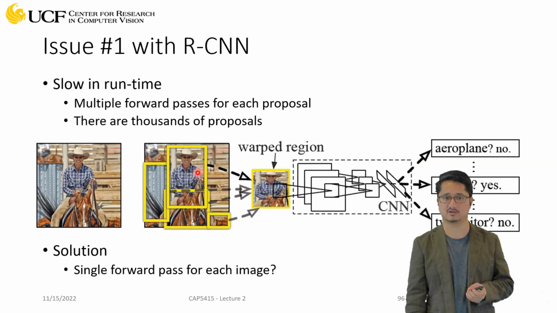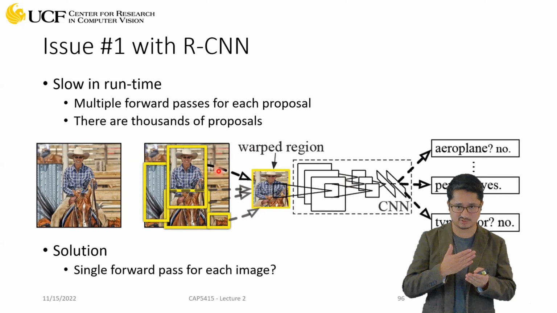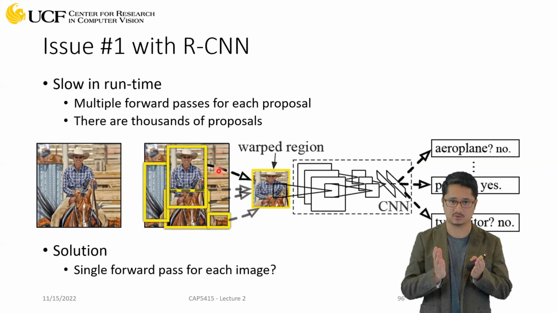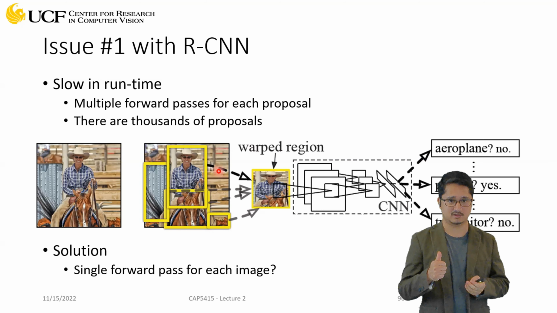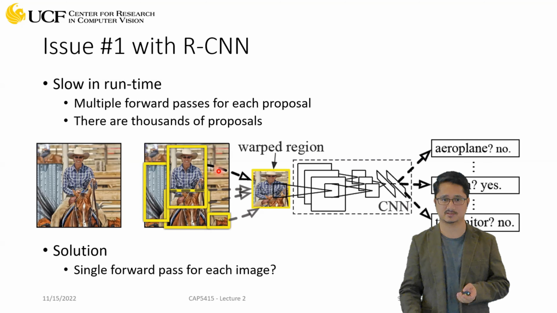Because each region proposal, you reshape it, and then you pass it through the CNN to extract the feature. So if you think about this, if you have 2000 proposals in an image, you're actually doing that feed forward step 2000 times, which is actually not required. A lot of that is redundant. So that's the first issue, and we will see how that can be solved in fast RCNN.